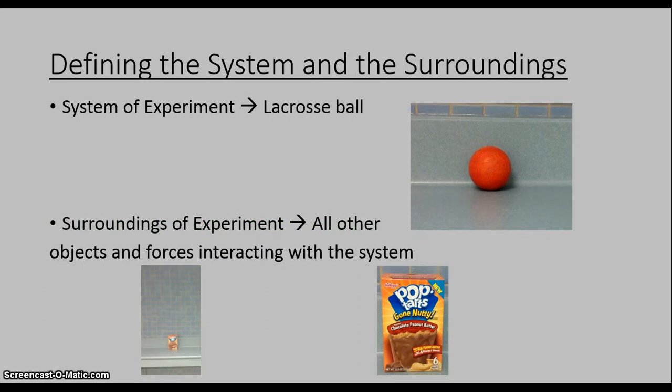In this physical model of the lacrosse ball traveling at a constant velocity, the lacrosse ball itself acts as the system. In the experiment, the ball is defined as the system because it is the object's motion and properties which are being observed. Keeping this in mind, the surroundings of this experiment are all other objects and forces which interact with the system present in the captured video frames.